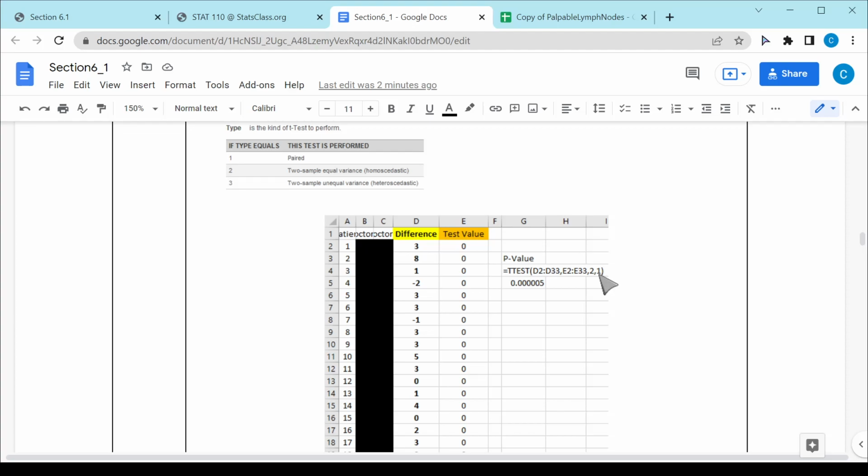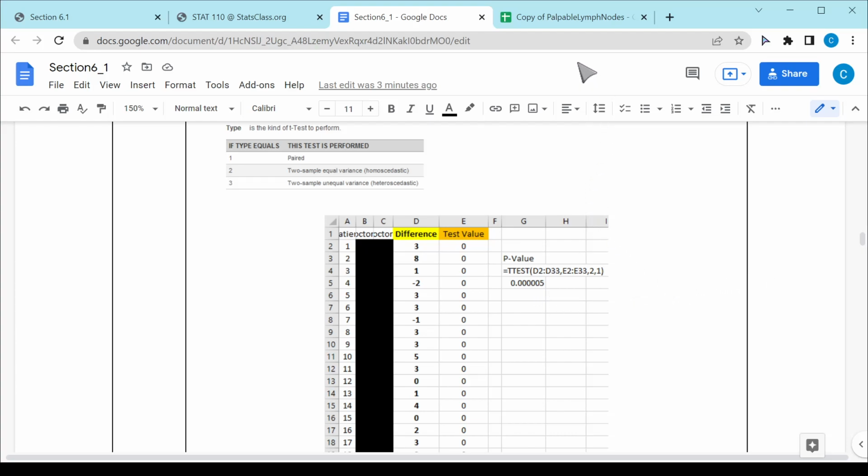Now the last quantity here is because I am doing a paired t-test. So anytime I'm doing a test in section 6.1, this last quantity is going to need to be a 1. The value that is returned by my spreadsheet is indeed the p-value for that test. And this is what we would compare against 0.05.